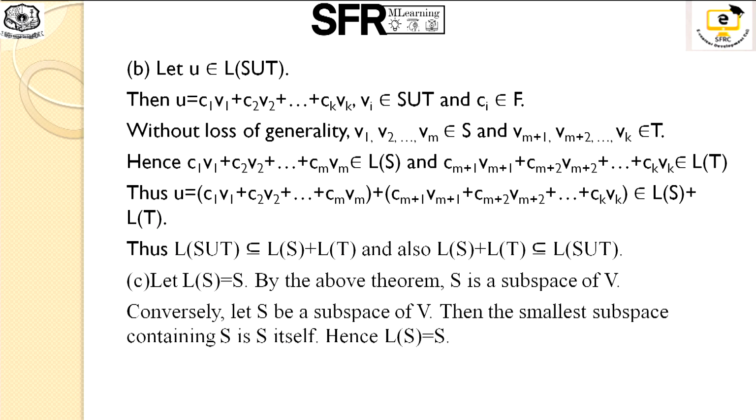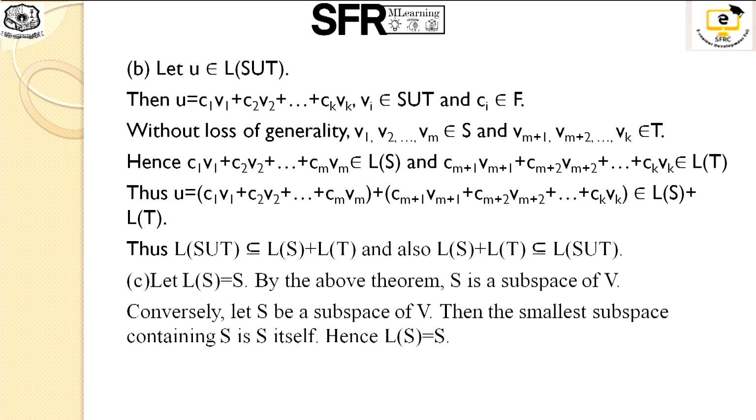Thus u equal to c1 v1 plus c2 v2 etc. plus cm vm plus c(m plus 1) v(m plus 1) plus c(m plus 2) v(m plus 2) plus etc. plus ck vk belongs to L of S plus L of T. So we prove the one part, that is L of S union T is contained in L of S plus L of T. Similarly, we claim that L of S plus L of T is contained in L of S union T. Hence L of S union T equal to L of S plus L of T.